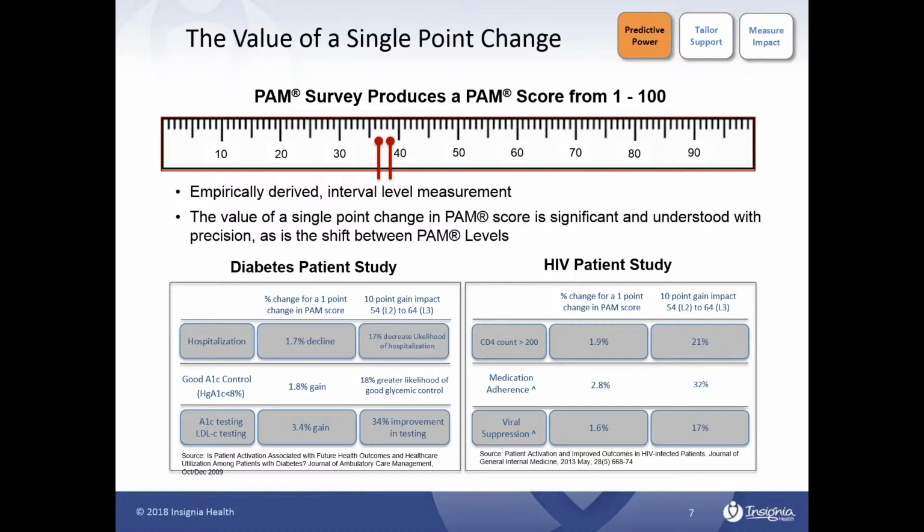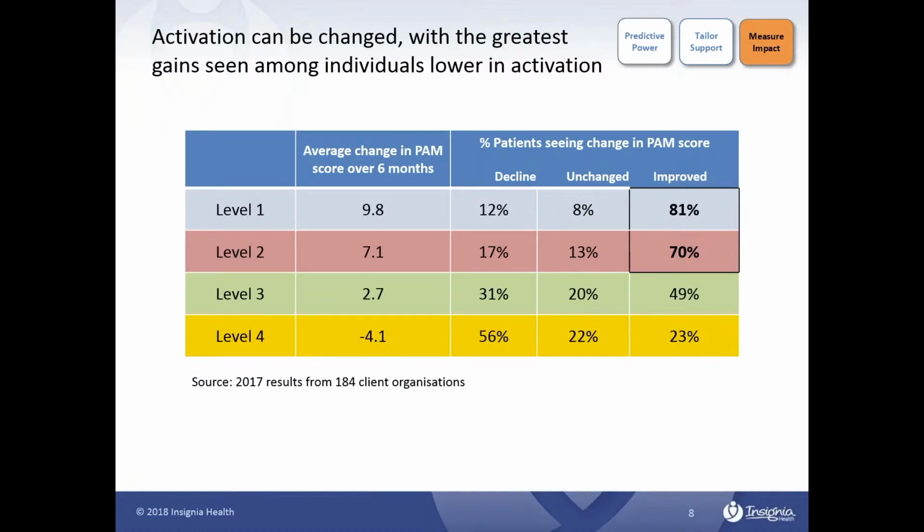And there's a study there on HIV. We'll hear more about that as we move through the slides, in terms of: so what if I move someone along their activation? What does that mean in terms of health outcomes and in terms of resource utilisation? Next slide, please. We know this is a study based on 184 client organisations.